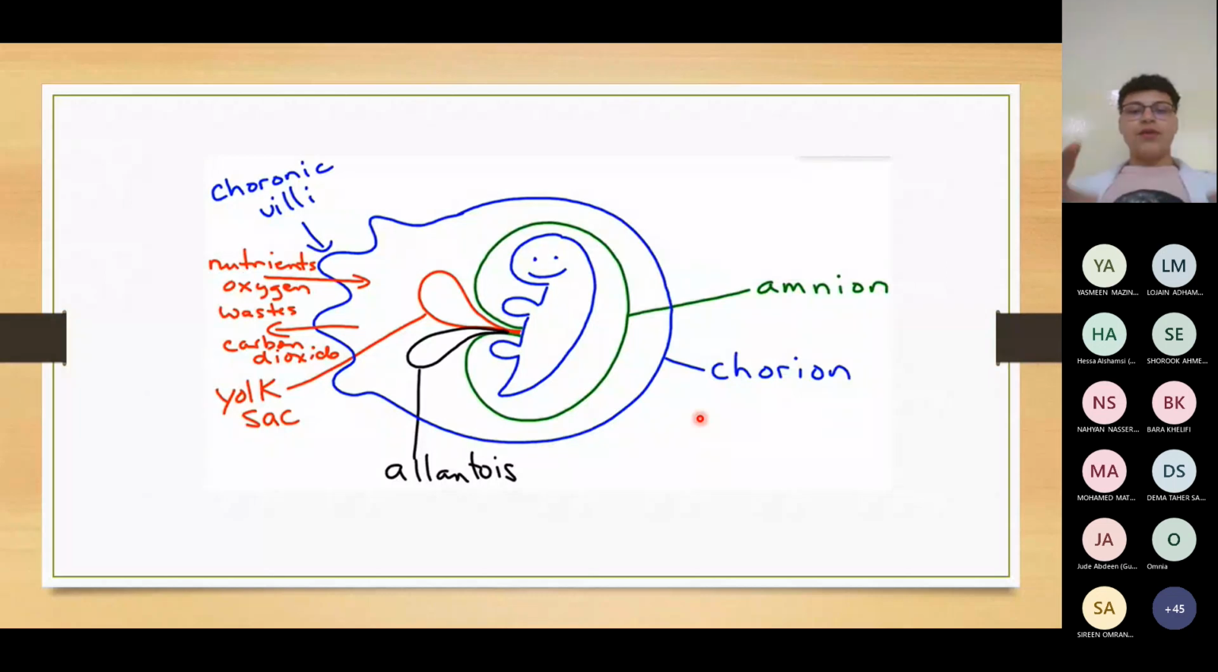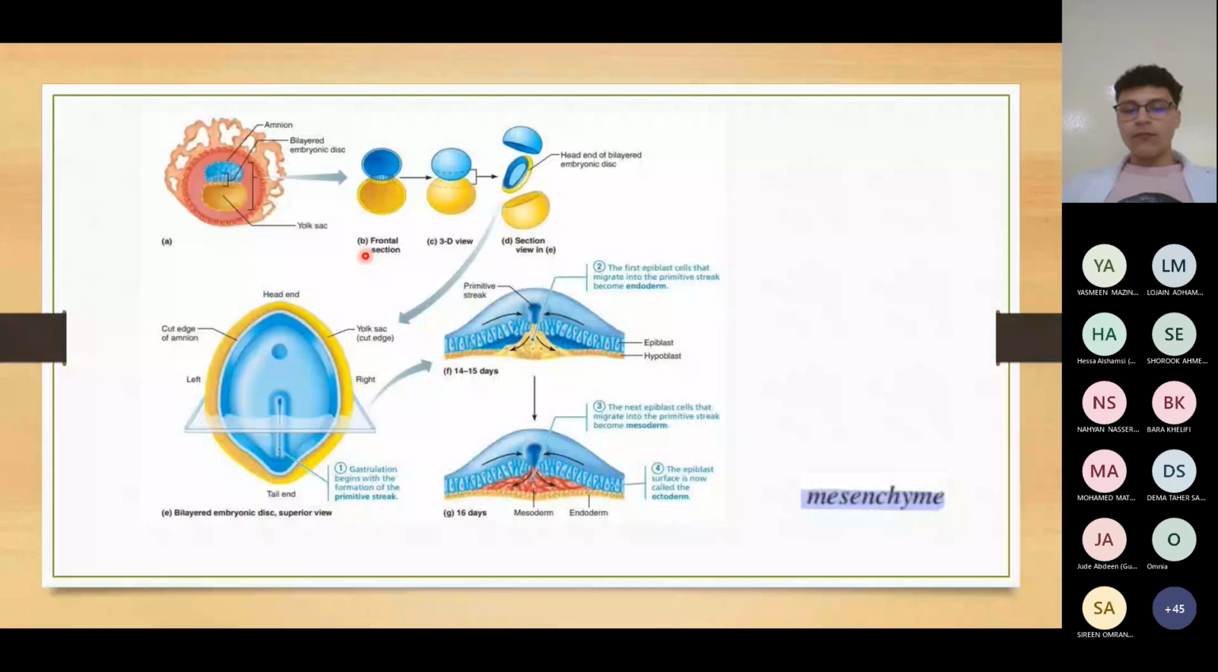Okay, so this is it for the extraembryonic membranes. Just visualize, try to understand the picture, and everything for the extraembryonic membrane is going to be very clear. As you can see here, I just marked one part, the chorion. The chorion is basically a membrane that is going to enclose the whole fetus. And this part of the chorion, as was explained before, is the chorionic villi.